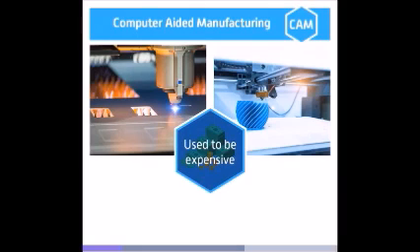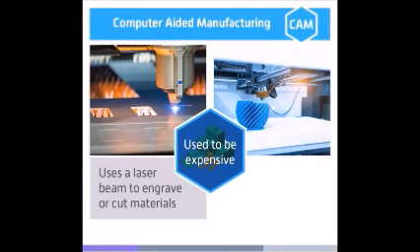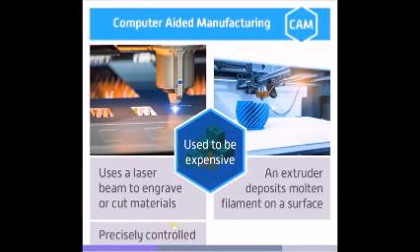While these used to be expensive tools of industry, there are now hobbyist versions that can be found in schools and even homes. A laser cutter uses a laser beam to either engrave or cut through materials such as wood and plastic. A computer chip is used to precisely control the position and intensity of the laser beam. A 3D printer uses an extruder to deposit molten filament onto a flat surface, building a solid object up layer by layer.